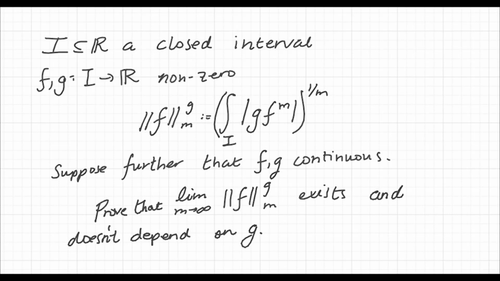This is the problem we have for today. We have a closed interval I, which is a subset of the reals, and two functions f and g from I to the reals, both of which are non-zero on this interval I.